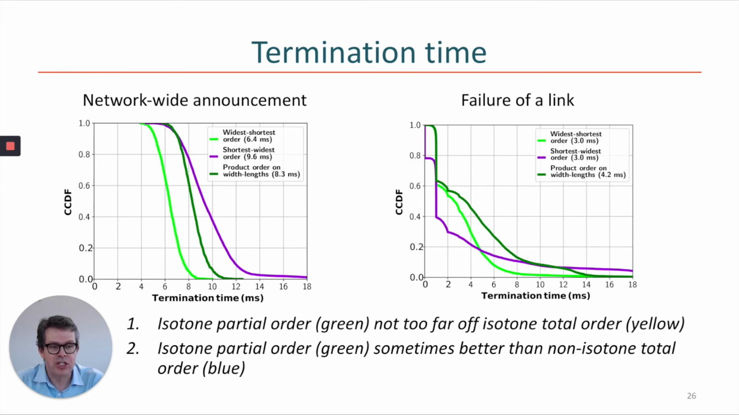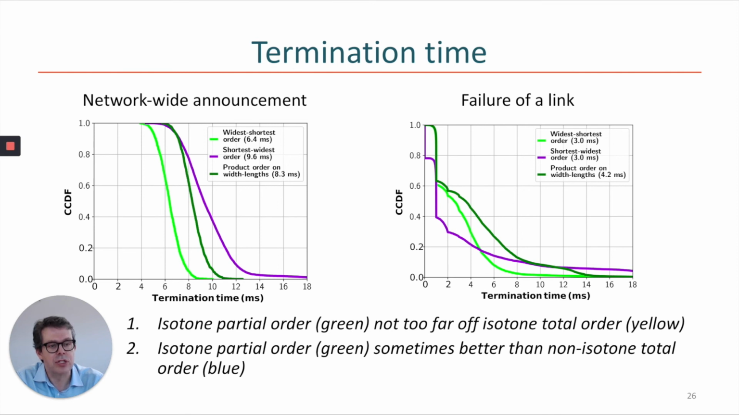The average termination time for the product order is 50% higher, but the product order elects 2.5 dominant attributes per node per destination, whereas the widest shortest order elects just 1. Both orders satisfy isotonicity. The relatively good performance of the product order on width-lengths is because the multiple dominant attributes from source to destination are elected in parallel during execution of the protocol.